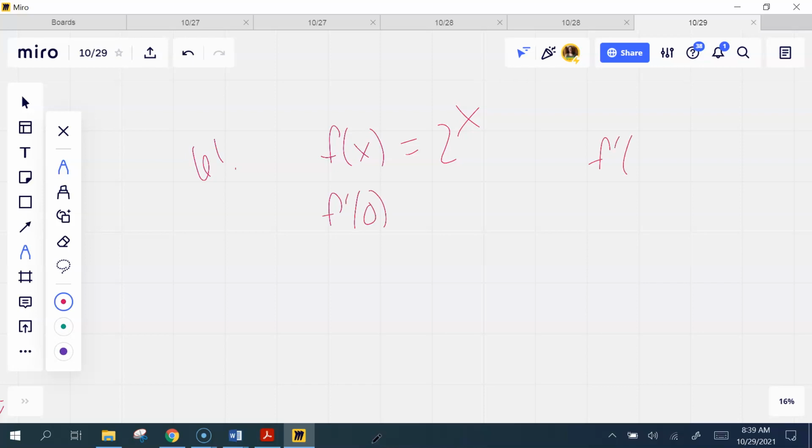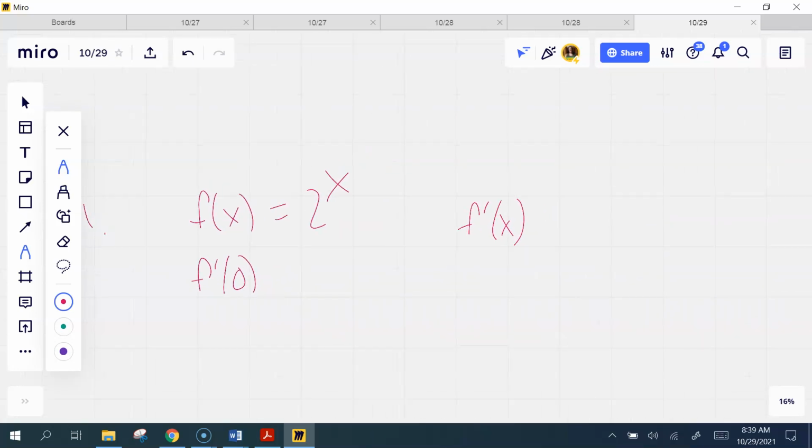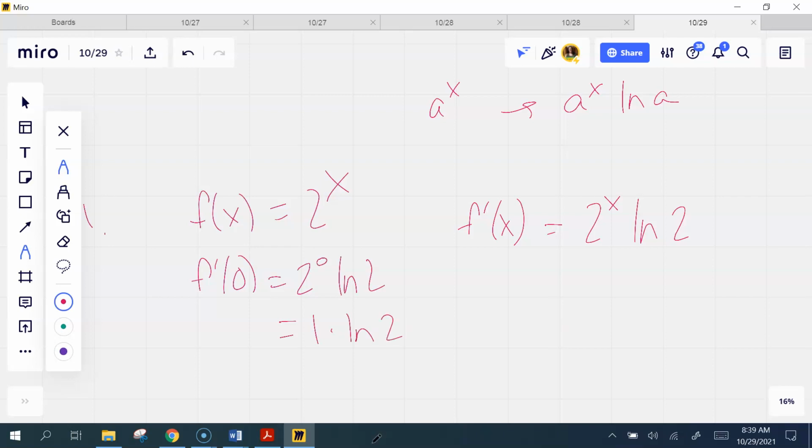To find the derivative here, remember the derivative of a to the x is a to the x times the natural log of a. So it's kind of like chain rule, but just with a natural log. You don't take the derivative of a, so just set it there. So the derivative at 0 would be 2 to the 0 times the log of 2, which would be 1 times the log of 2, which would be the log of 2.